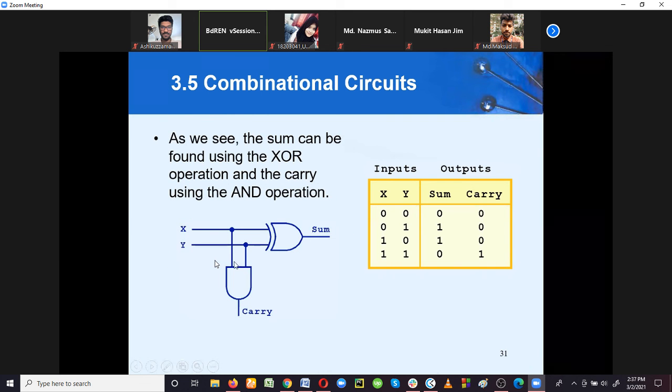Now see how the carry is coming. This is the circuit of half adder. You have to remember, if I say draw the logical circuit of half adder, you have to draw it. As we see, the sum can be found using XOR. This is the XOR operation, and the carry using the AND operation.